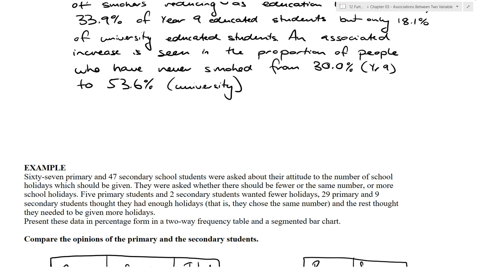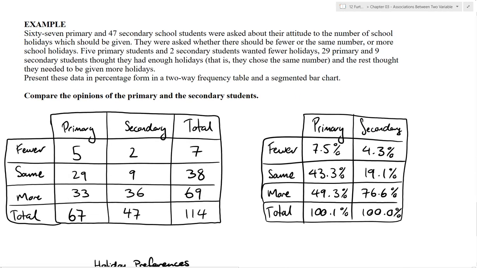Okay, so hopefully you had a go at that yourself. And here's a look at what I did. I started by saying 67 primary, so I put that in my total there, 67. And 47 secondary school students, so I put them up there in my totals. They're asked about their attitude to the number of school holidays which should be given: fewer, same, or more. 5 primary students said they wanted fewer. 2 secondary wanted more. Here's my 2. 29 for the same for primary. 9 for the same for secondary school.